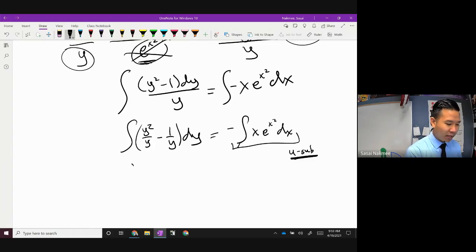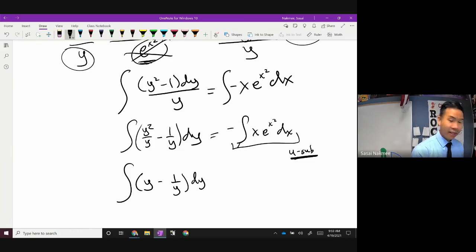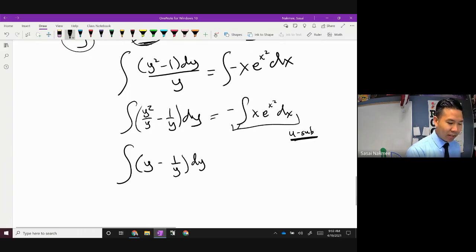And the reason why I want to split that up is because y squared over y, that's just y, and the integral of y is very easy to do. 1 over y is the same thing as y to the negative 1, or you could leave it as 1 over y as well, because you know the integral of 1 over y, thanks to your quiz today, right? That's going to be the same thing as ln. Okay, so this left side is ready to be integrated.